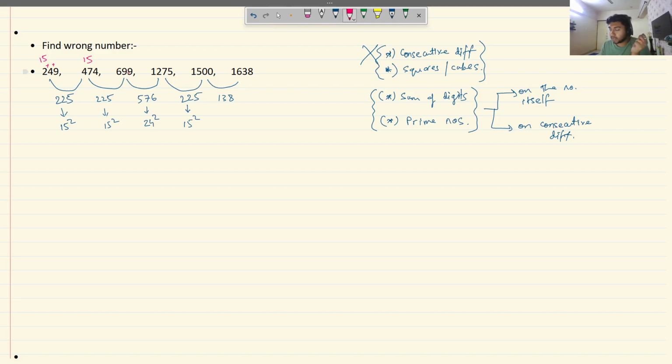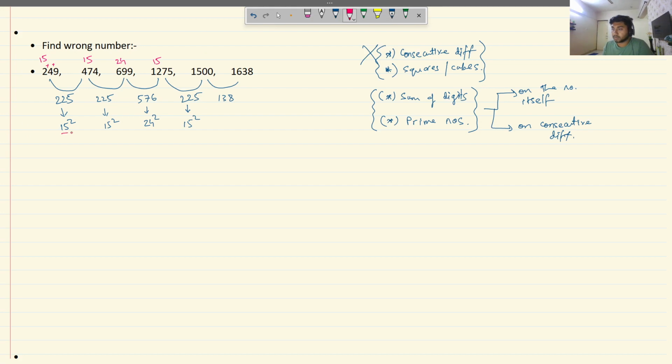What about 6999? 9 plus 9 is 18, 18 plus 6 is 24. Sum of digits is 24, okay, 24 square. Great. What about 1275? 7 plus 2 is 9, 9 plus 1 is 10, 10 plus 5 is 15. Again 15. The sum of digits of 1275 is 15, so 15 square. Great, great.